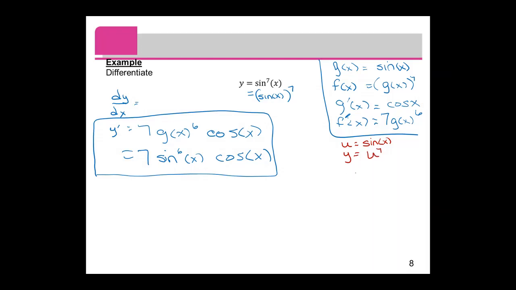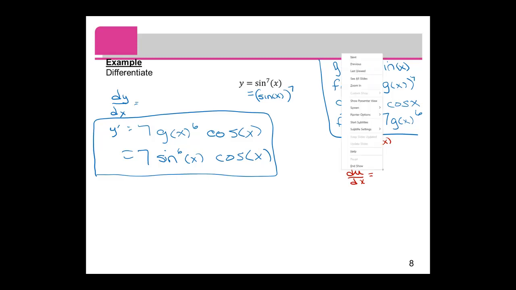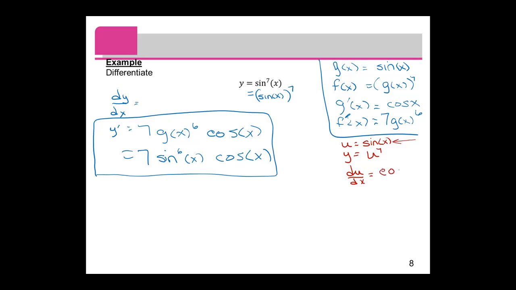And now I can say du dx is equal to what? 7u6. No, we're talking about the derivative. So the derivative of u with respect to x is the derivative of that. What's the derivative of sine? Cosine. Yes. Cosine of x. And then I can say the derivative of y with respect to u is equal to what? 7u to the sixth power.